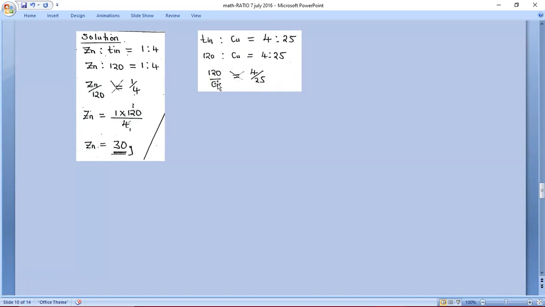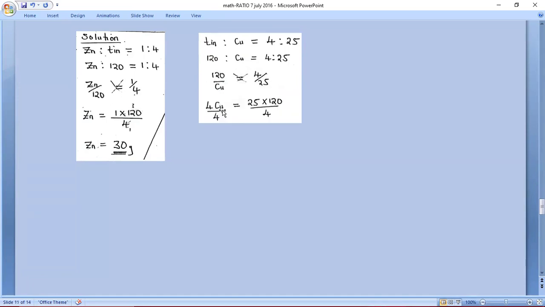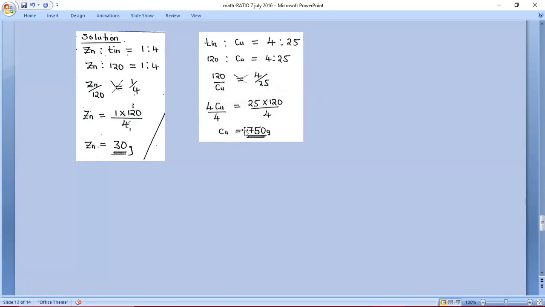When you cross multiply, start with the element that we don't know. We're cross multiplying diagonals, minor and major. So copper times 4 will be 4 copper. Then 120 times 25. That's what we wrote there. Then we want to get rid of the 4, divide both sides by 4, so the equation remains balanced. 4 over 4, we cancel that. Remain with just copper is equal to 25 times 120 divided by 4.